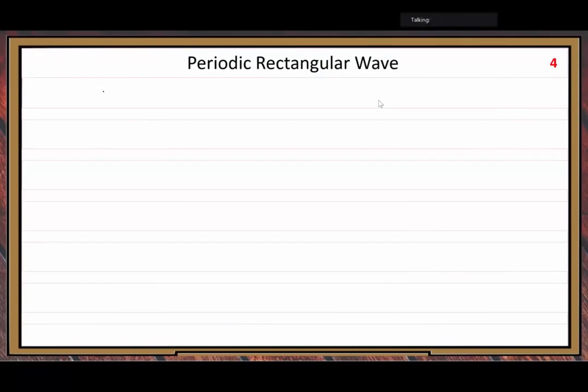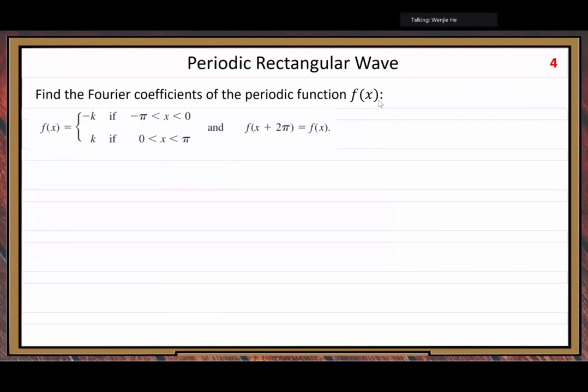Now, what is our f function? Our f function is a periodic rectangular wave. We used a single rectangular wave before, but here it is a periodic rectangular wave, so it's not a single wave. Find the Fourier coefficients of the periodic function f. The f function is given: a periodic rectangular wave.